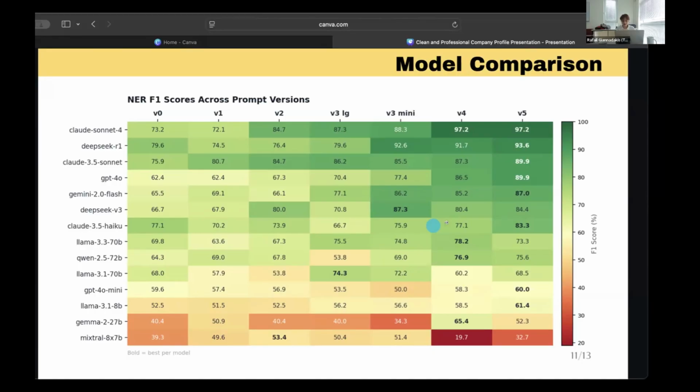One case stands out. Mixtral drops from 51% to 19.7 at version 4, the version where we introduced few-shot examples. The prompt didn't break for anyone else, but for Mixtral, something in that structure triggered a catastrophic response. This is a reminder that a prompt optimized for one model is no guarantee that it is good for other models.